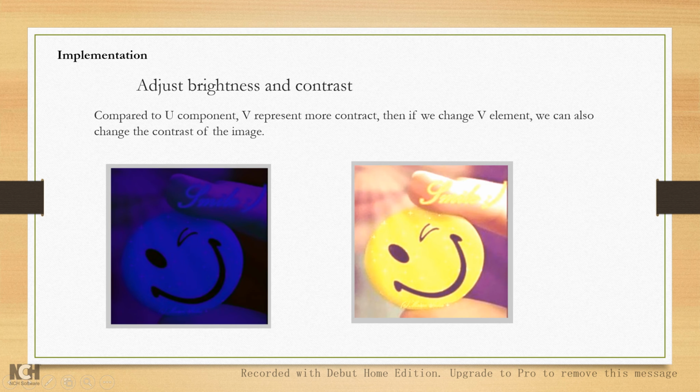And compared to the U component, V represents more contrast. Then if we change the V element a little bit, we can also change the contrast of the image. This is the result.